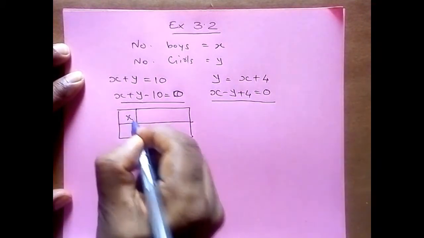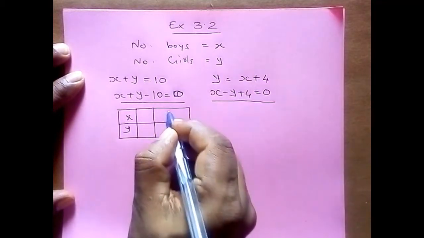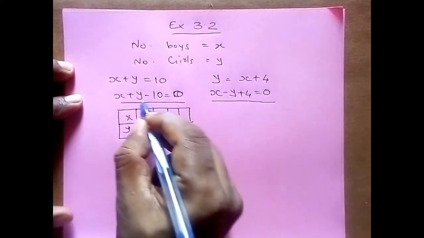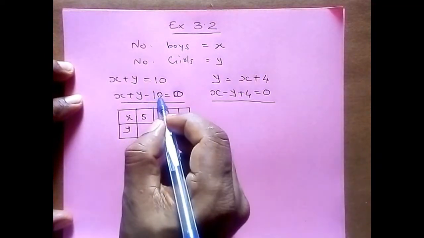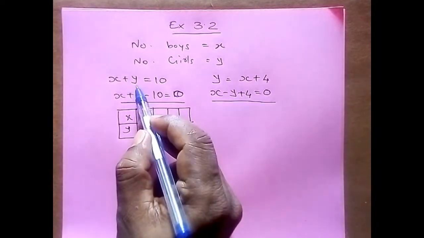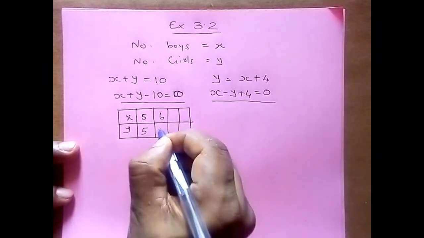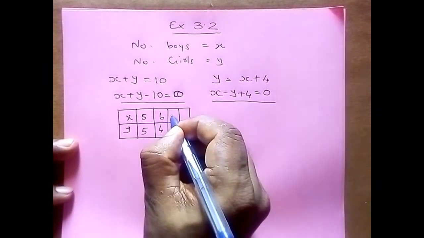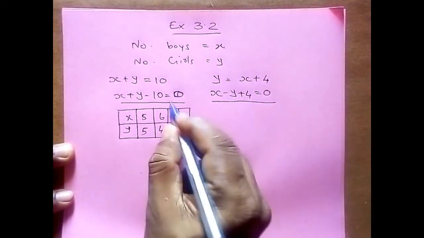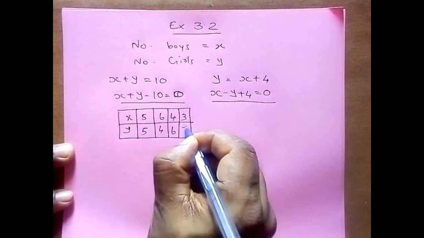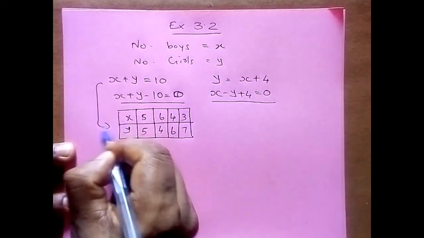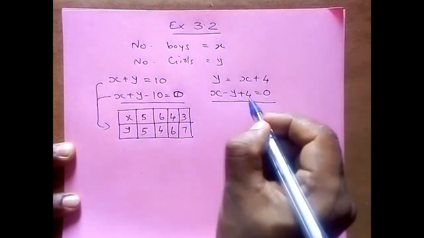Okay, so x here, y here. When x is equal to 5, y is equal to 5. When x is equal to 6, you can see y is equal to 4. When x is equal to 4, we can say y is equal to 6. When x is equal to 3, we can say y is equal to 7 here. That is from this equation.